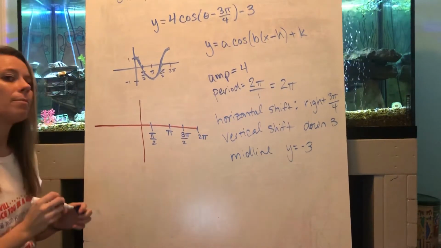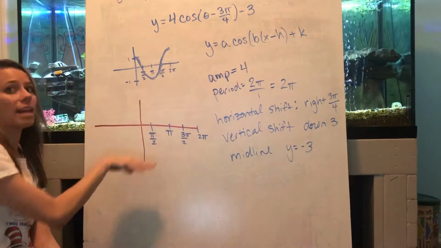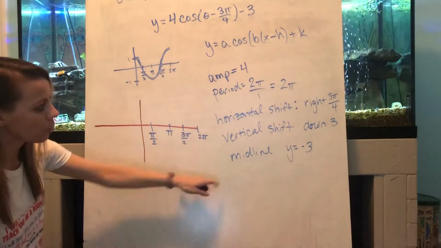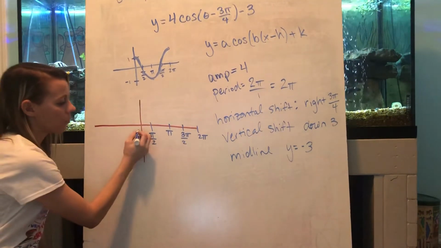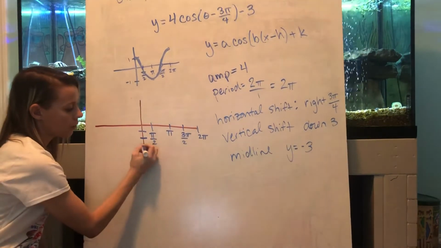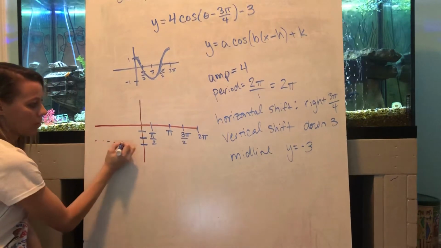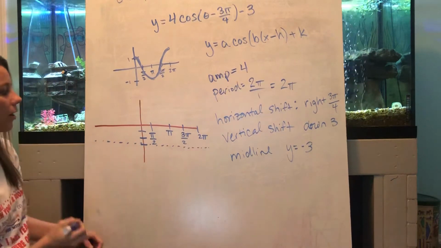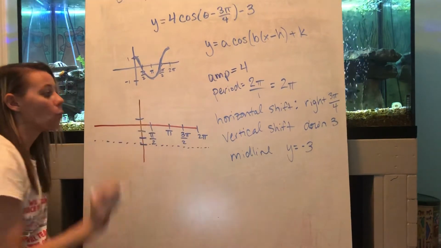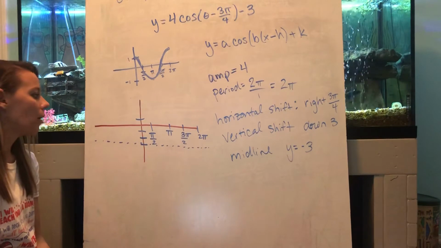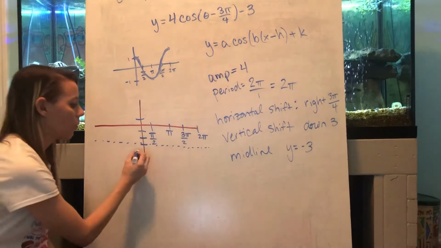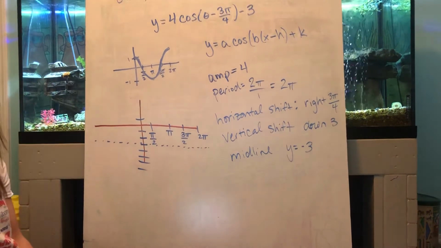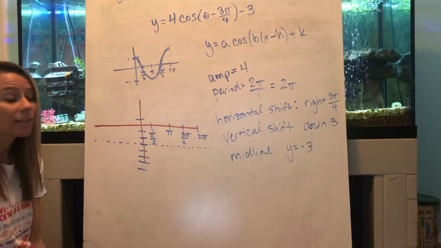Now our amplitude would be up 4 and down 4, but we're shifted down 3. So I'm going to go down 1, 2, 3. That's my midline. That's like where 0 got moved to. So I would only go up from there 1, and then I would go down from there 1, 2, 3, 4. So potentially our lowest point is -7.